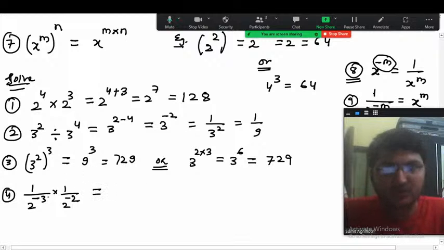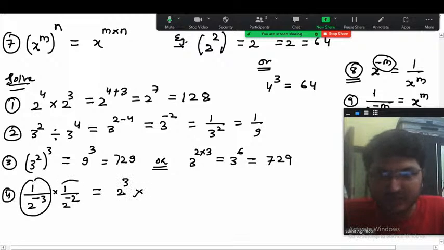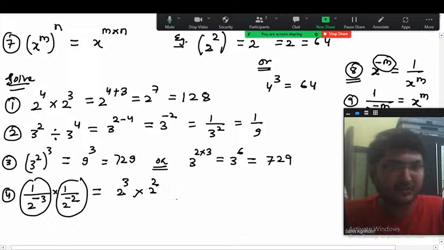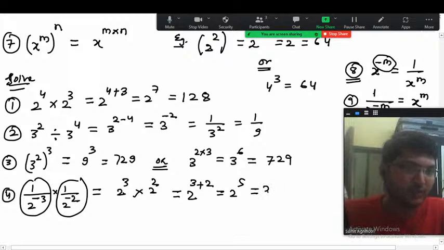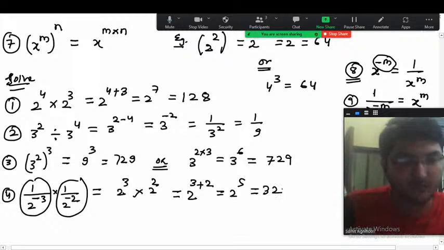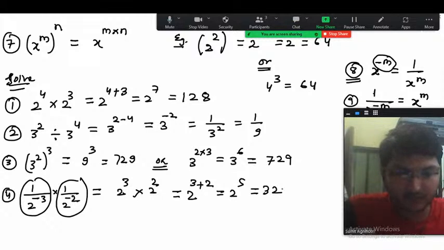Okay, in this question, the fourth one, first we will solve this part, and it will be 2 raised to the power 3. Then we will solve this part, it will be 2 raised to the power 2, and then we will use the rule in which we add these exponents, and it will be 2 raised to the power 5, and that is actually equal to 2, 4, 8, 16, 32. It's equal to 32. Okay, is it okay for you? Yes, sir. Okay, all right, it's good.